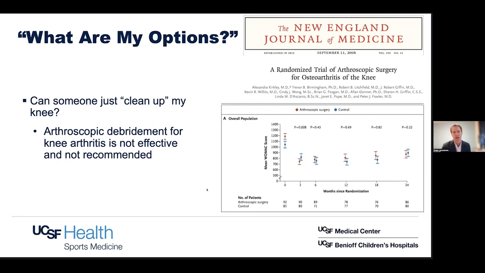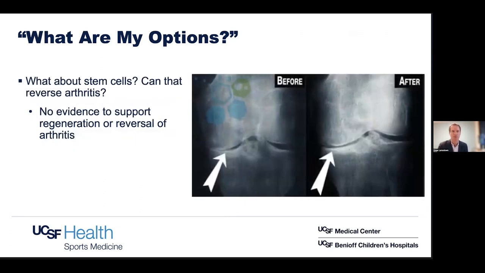So a knee scope just to clean up arthritis, I would not recommend. And the main principle that I'll tell people is that we can't reverse those changes. It's only just kind of removing what's loose, and it probably isn't worth the risk of going through the surgical treatment. For stem cells, there's no evidence at this point that they can reverse arthritis.